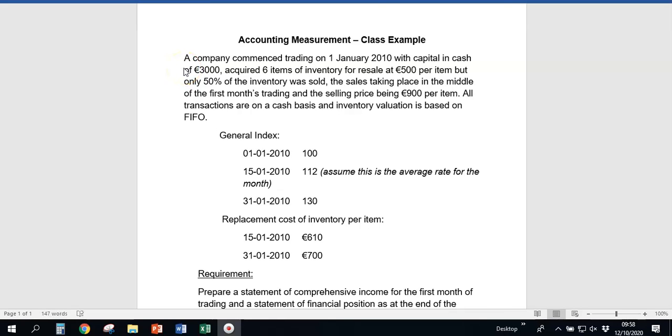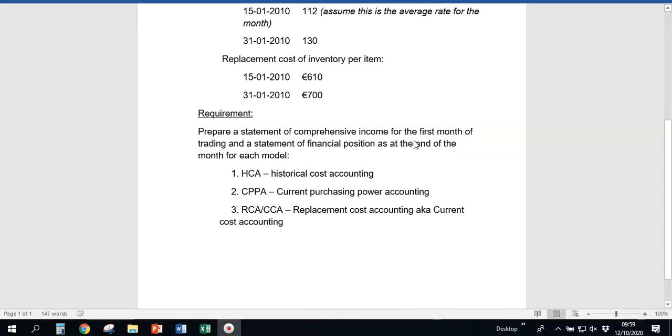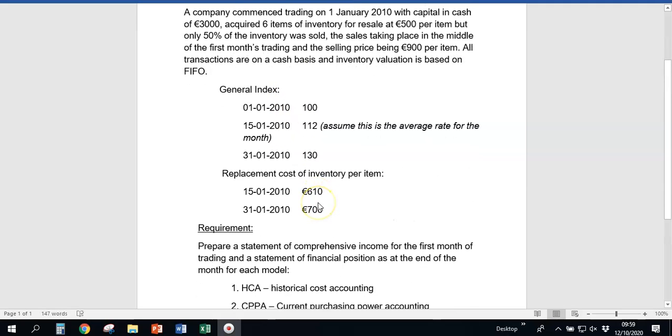In this week's recording, we're going to look at the in-class example, which is focused on a calculation comparison of the three main accounting measurement methods. So we finished off historical cost accounting in the week 2 lecture, and we're going to look at a practical example here. What would the accounts, in terms of the statement of comprehensive income and the statement of financial position, look like under historical cost accounting?